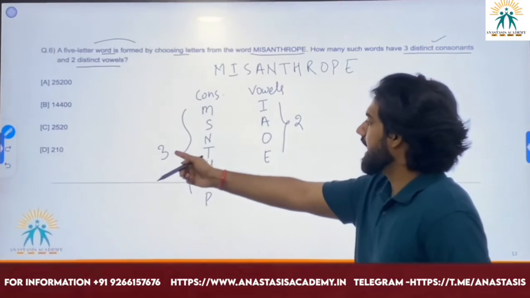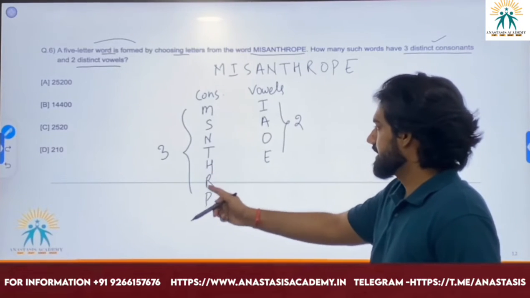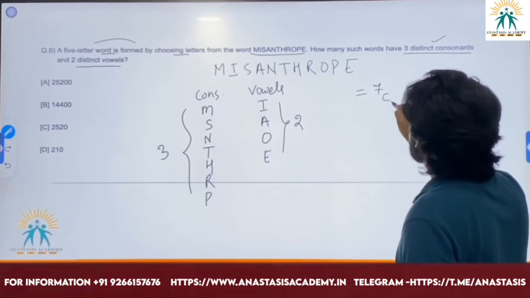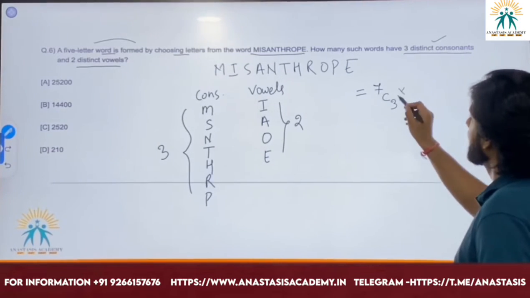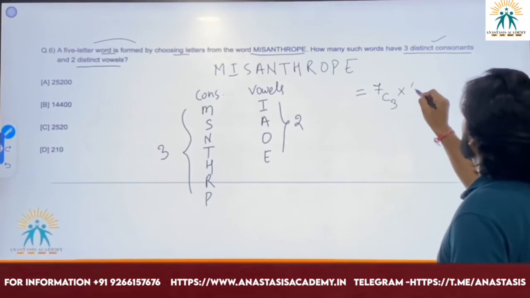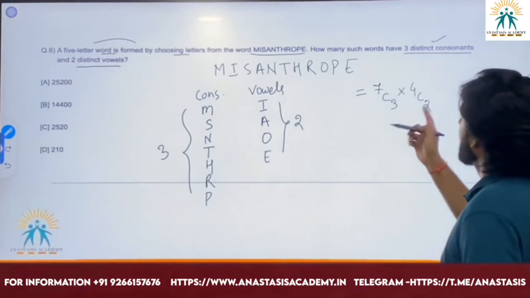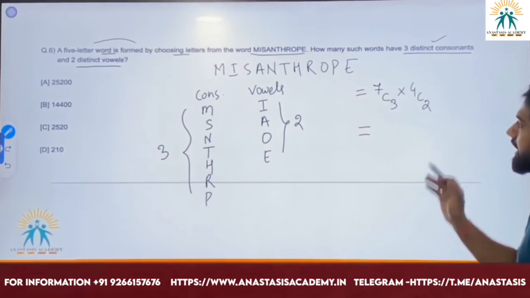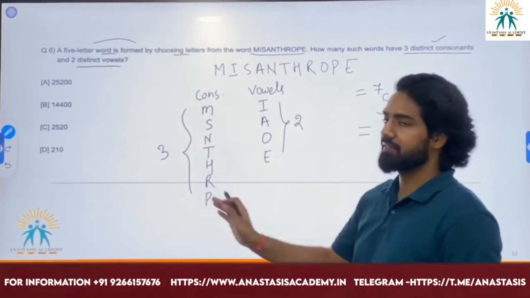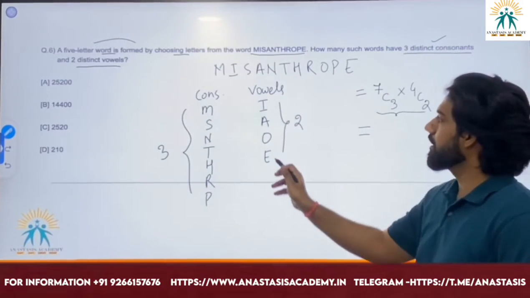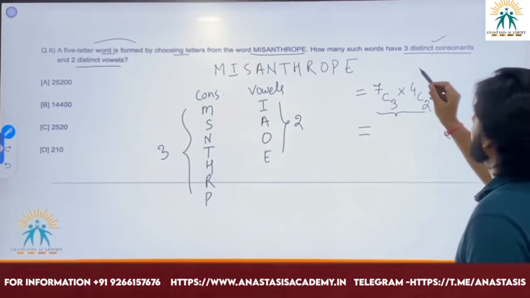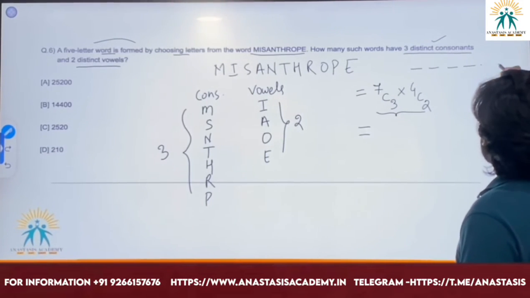So selecting 3 letters from these 7 different consonants is done in 7C3 ways, and choosing 2 vowels out of these 4 vowels is done in 4C2 ways. Now this is the selection part: selection of 3 different consonants among 7 consonants and selection of 2 different vowels out of 4 different vowels. Now I get this 5-letter word.